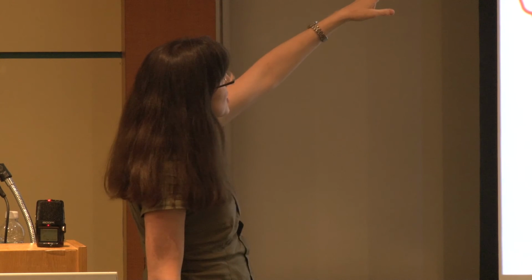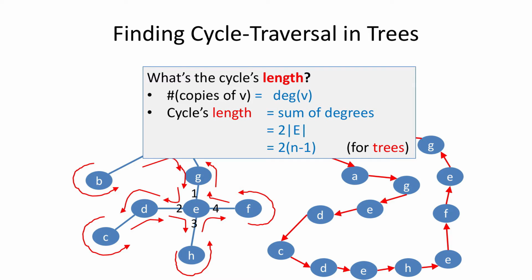Just one more minute. So we do need to know the cycle length, I remind you, but for trees it's not that hard, because we know that the cycle length is a sum of degrees, where each node appears by its degree. The sum of the degrees, by graph theory 101, is twice the number of edges. And in trees, we know exactly what the number of edges is. So we know the length of the cycle.